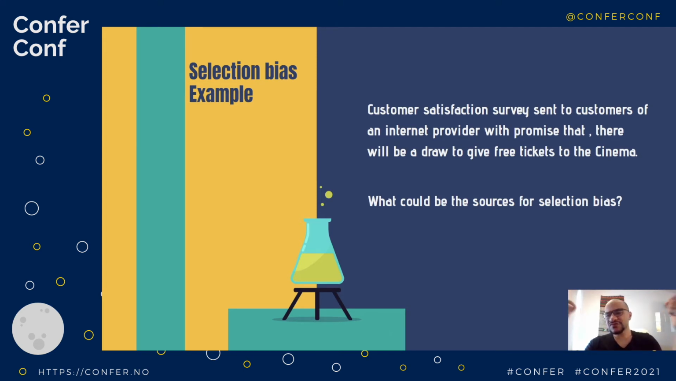So the source of selection bias could be many things, but it could be, for example, people who are interested in getting free tickets. Maybe they are from a different economic background than the rest of your customers, and this can somehow relate to how satisfied or unsatisfied they are with your service. This could be one reason. There could be many reasons for selection bias in this case.